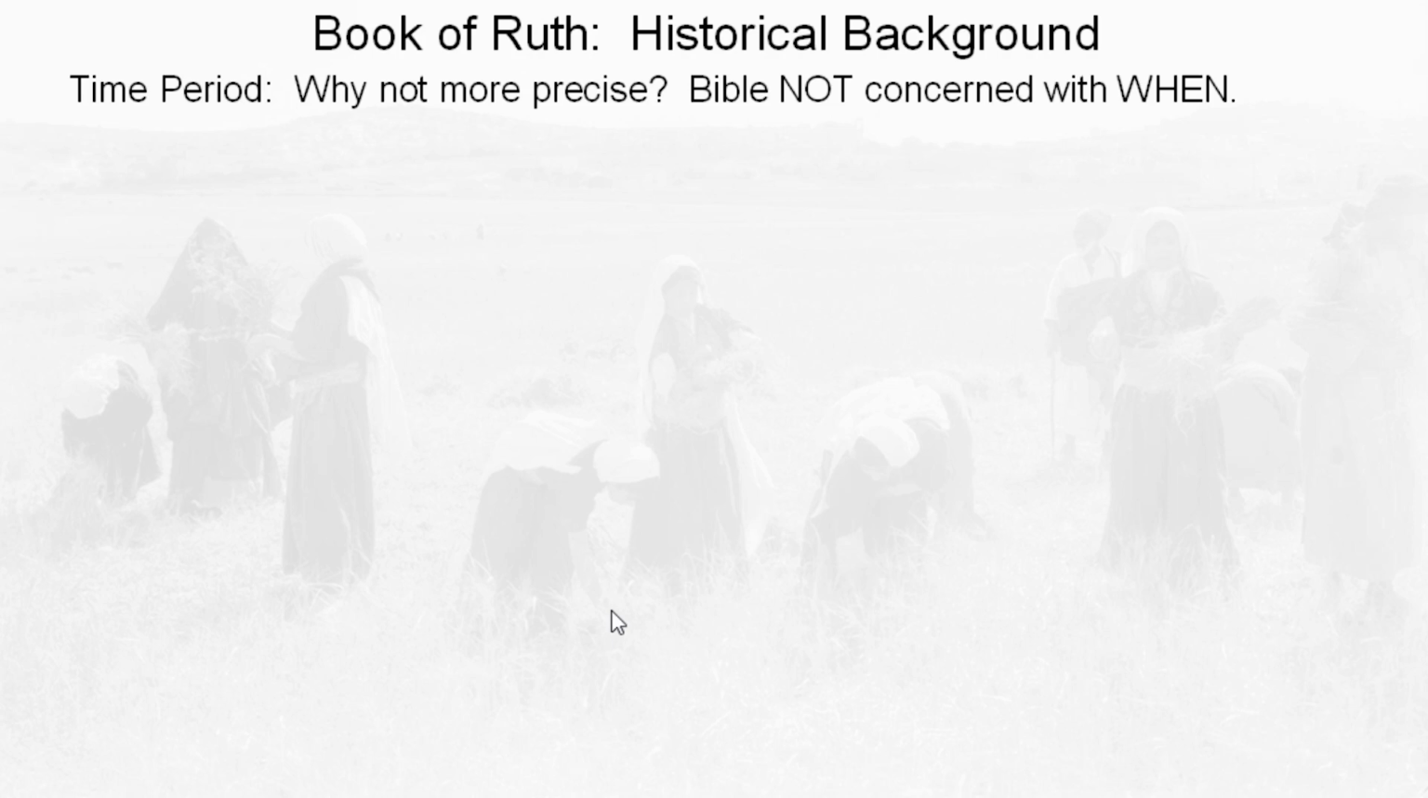And you know, it reminds me very much of the book of Daniel in chapter 11 where it says people will be running to and fro. We are running to and fro. We are definitely running to and fro. So the Bible is not terribly concerned with when something happened, but who did it and why. And so that's why we don't have very good time period indicators in this book.